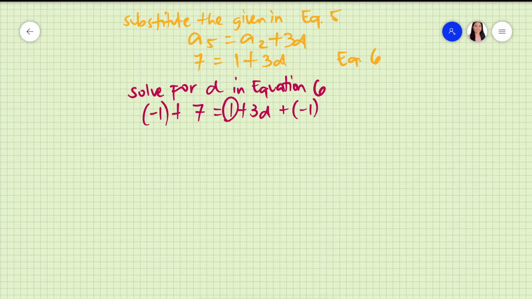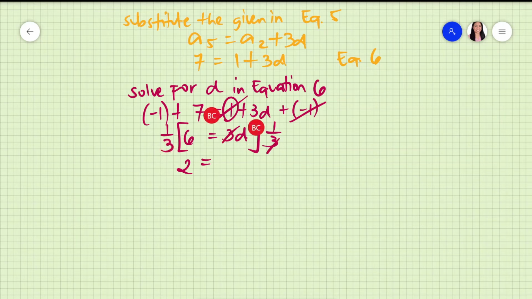Next, we need to simplify the equation. Negative 1 plus 7, this will become 6. Then, 1 plus negative 1 is 0, and that leaves us 3d. Next, multiply both sides by 1/3. As we multiply, 1/3 times 6 is equal to 2. And we can cancel this out. The answer is D. Therefore, the value of our common difference is 2.